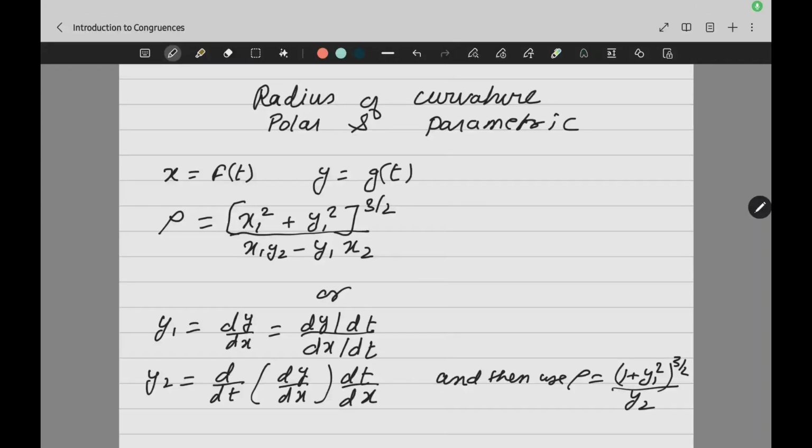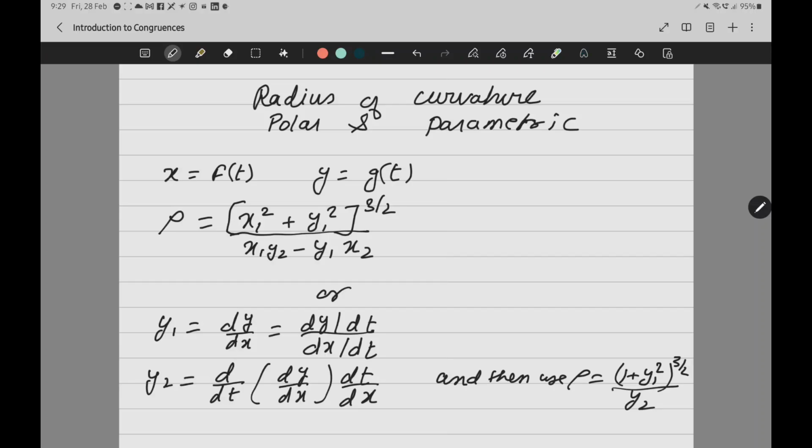Students, in my previous video, I discussed radius of curvature. I explained exactly what radius of curvature means, and then we did a few questions where I took the pedal form as well as the Cartesian form. So now in today's video, we will discuss polar and parametric form. Let us quickly revise the formula.